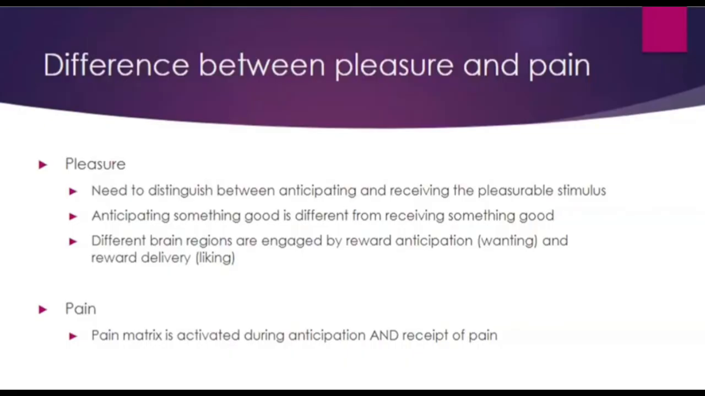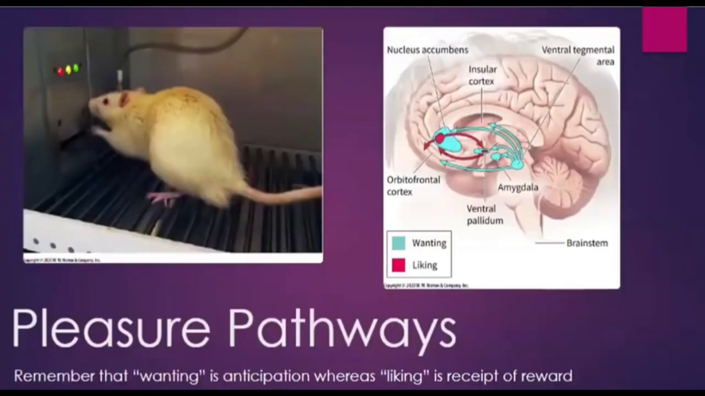It's the liking and the wanting of something, and the actual getting of the reward. And this is different because of the pain matrix, which we talked about earlier, where there's an activation all over the brain of this pain network. And that's all activated during the anticipation of pain and during the actual experience.